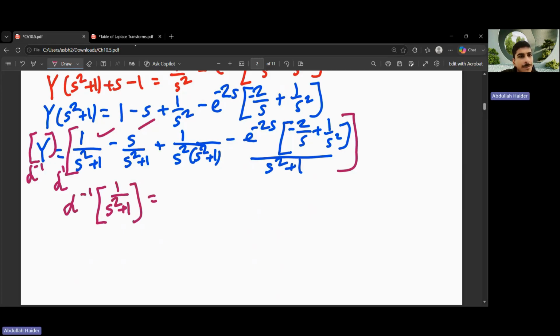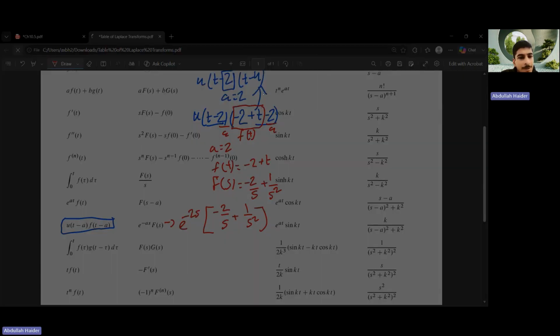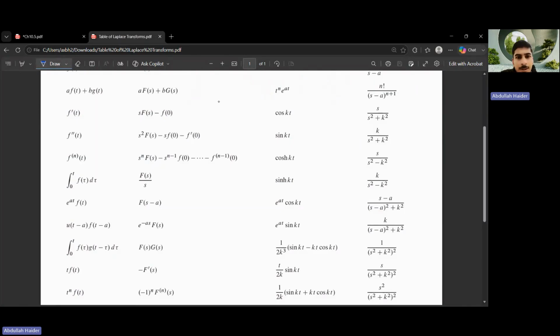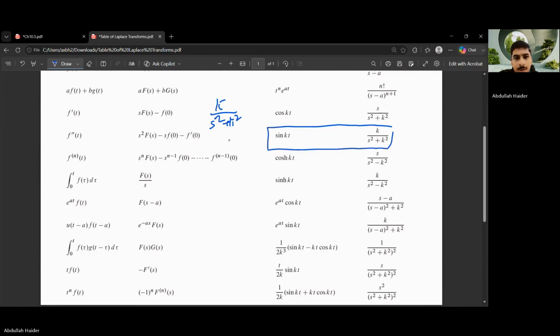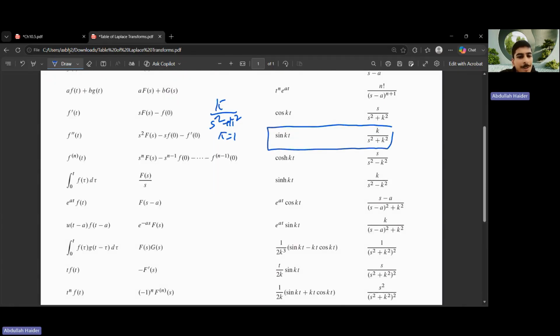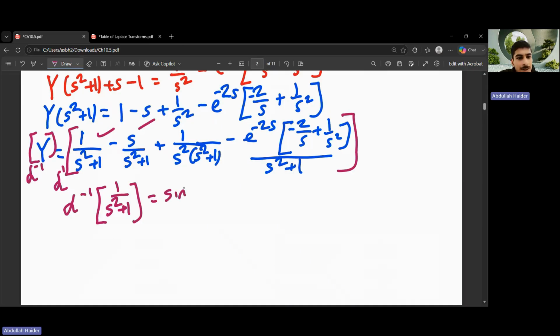So this is similar to saying k over s squared plus k squared. This matches, so your k is basically 1, and the inverse of this is sine t. Our first part is done, and now we need to find the inverse Laplace of s over s squared plus 1.